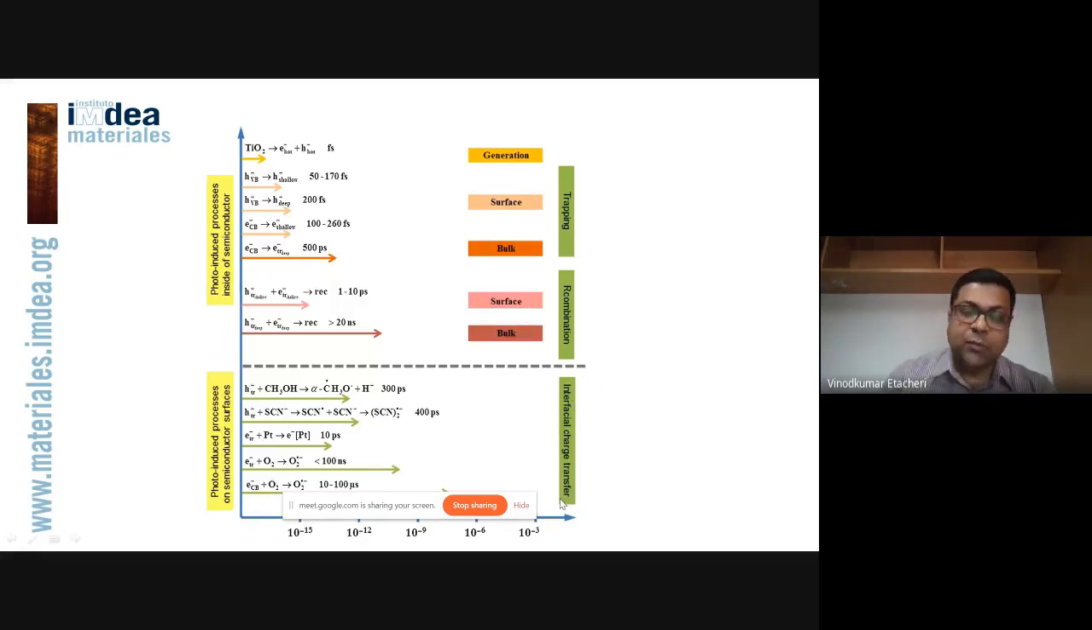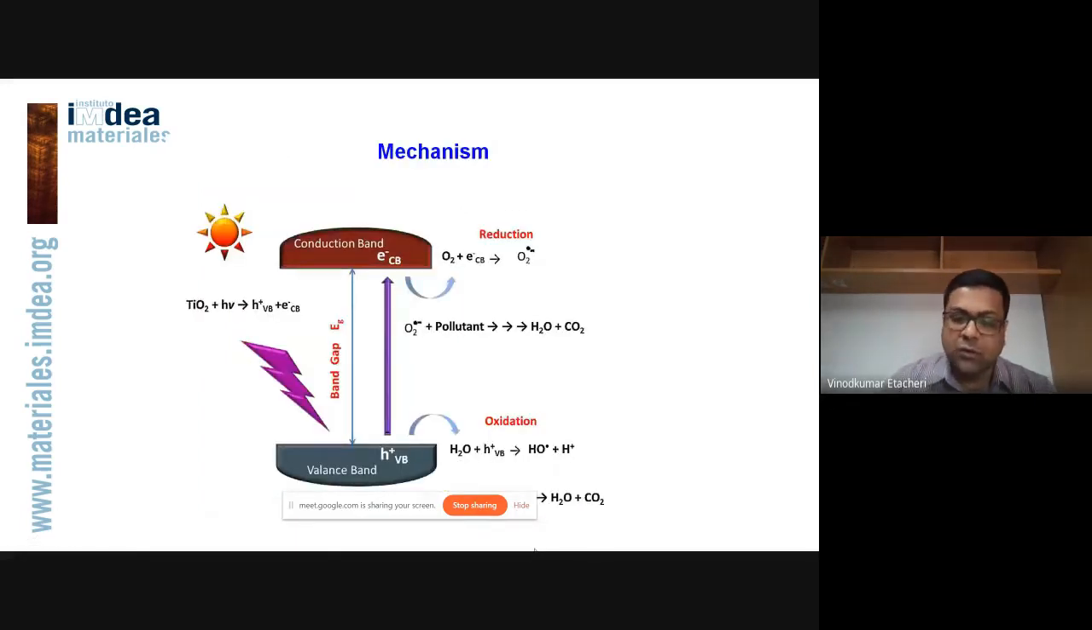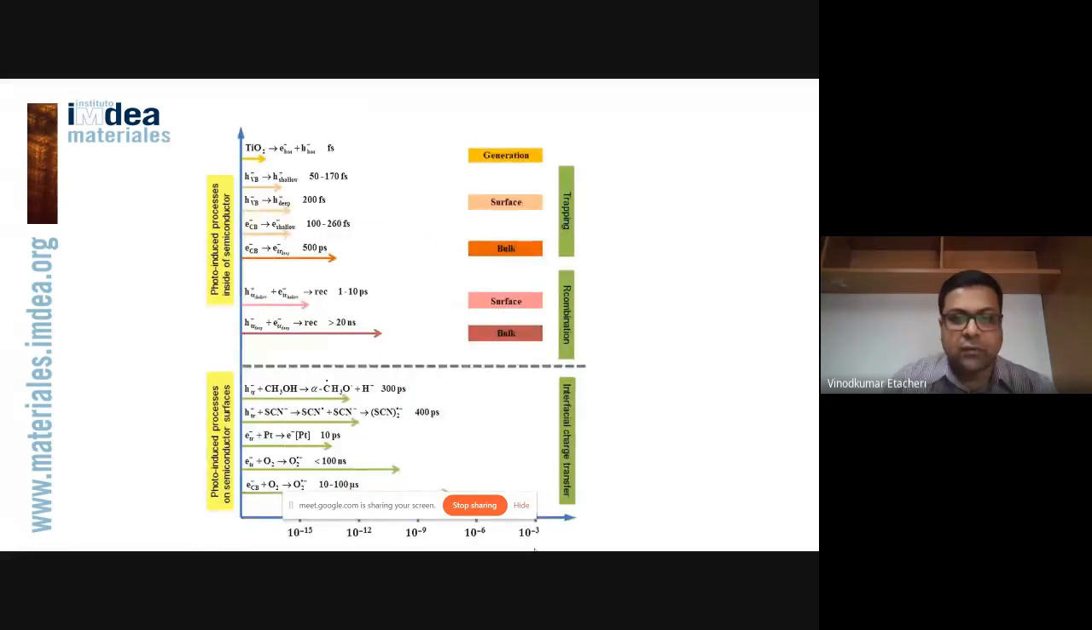So the performance of the photocatalyst depends on various factors like electron-hole generation rate, trapping kinetics, the recombination kinetics, and also the interfacial processes. So it's a very complicated reaction. So initially it looked like a very simple electron-hole generation mechanism, but it has many other steps involved at different time scales. And let's go into more details of this.